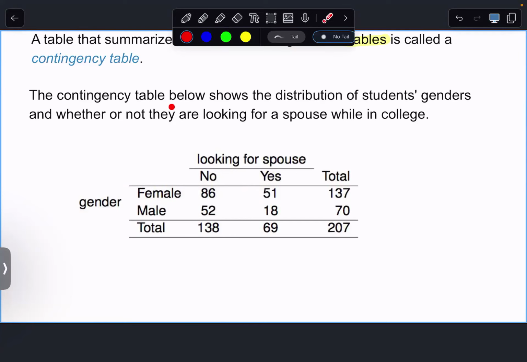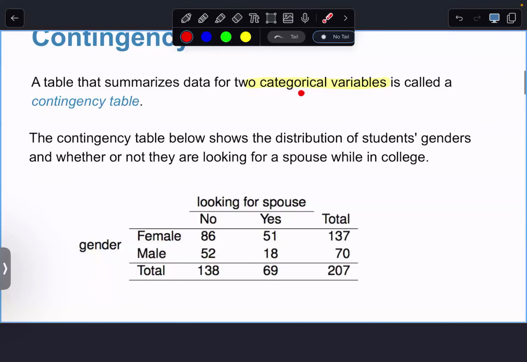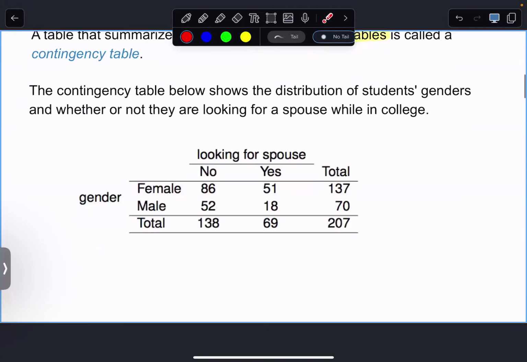But a contingency table summarizes the relationship between 2 categorical variables. When we put them in a 2-way table like this, it is called a contingency table. In this case we have the student's gender and whether or not they're looking for a spouse while they're in college. So yes, no situations, male, female. And here we've got a summary of all the counts.